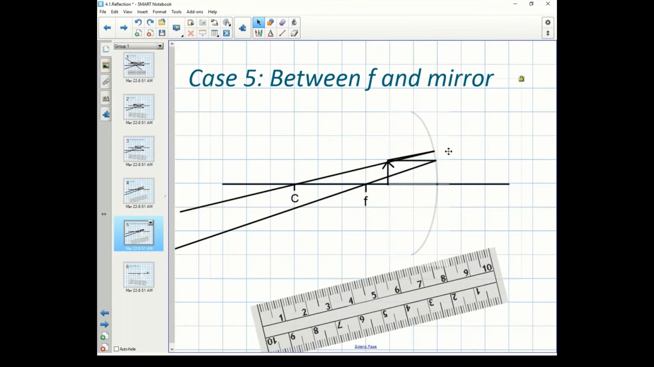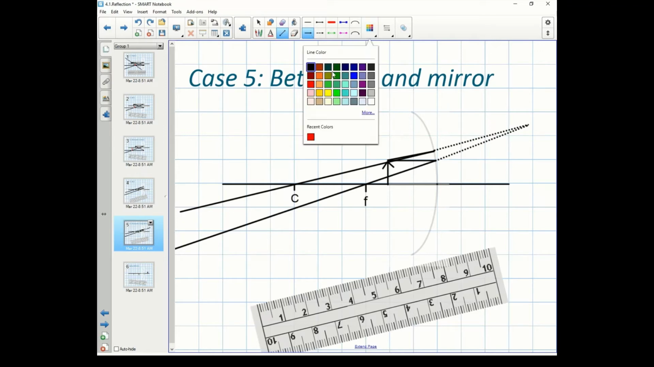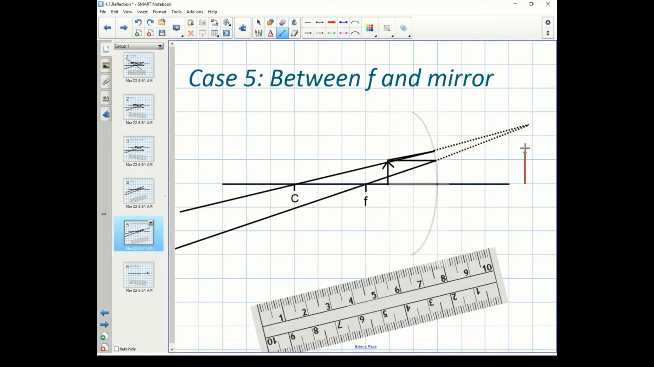So if I want to draw a dotted line inside the mirror, I just sort of keep that line going. And then I keep this line going inside of the mirror. So I just extend that line, and right here is where they meet up. So the image that I make is right here, like that. That's the image that I produce.